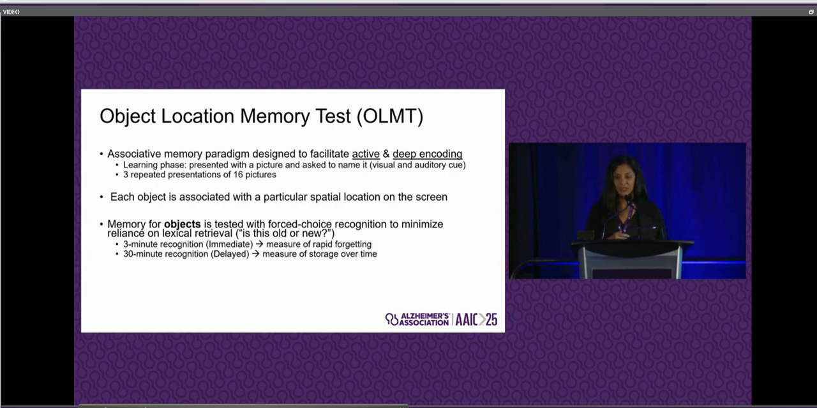Memory for objects was tested with forced choice recognition, and this was on purpose to minimize reliance on lexical retrieval. So for example, instead of asking participants to name the objects that they learned, we just asked them, is this old or new? And then we tested their memory for these objects after a 3-minute delay and a 30-minute delay. This 3-minute recognition test was thought to measure rapid forgetting, while the 30-minute delay was more of a measure of storage loss over time.